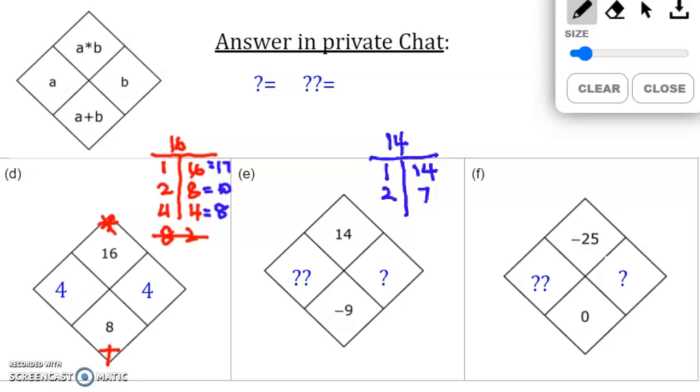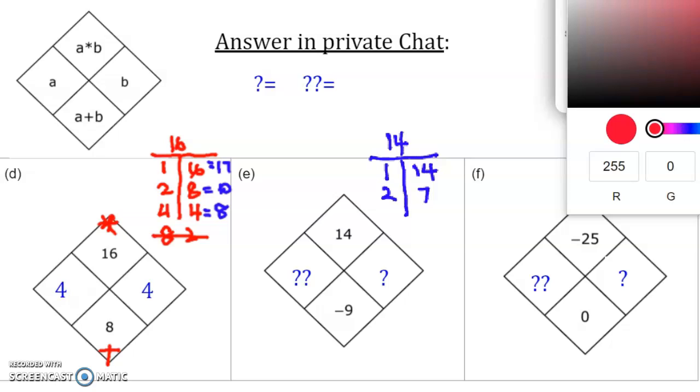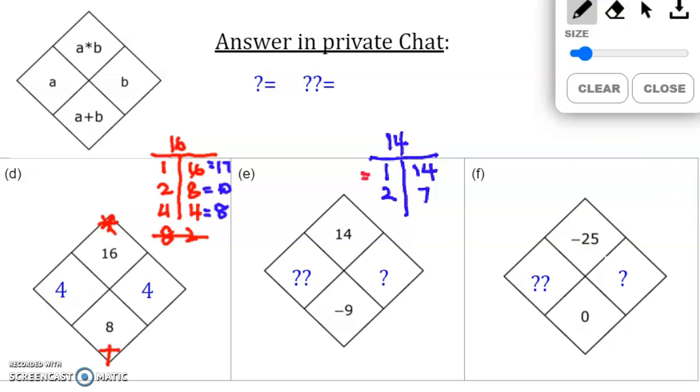If I add just as it is, they're going to be both positive. The sum is going to be 1 plus 14 is 15, and 2 plus 7 is 9. But we don't want 15, and we don't want 9. We actually want negative 9. So what do we need to do to get negative 9 as the sum?